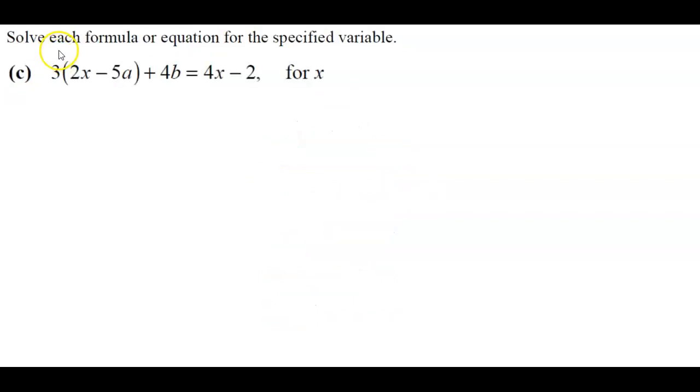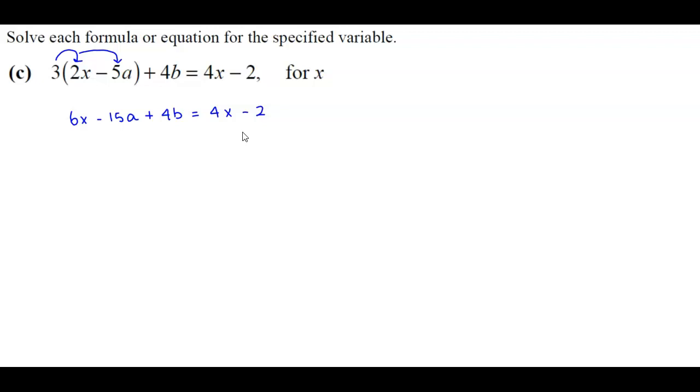Next here, we want to solve the formula or the equation for the specified variable. In this case, you want to solve for x. So you can see here that on both sides of the equation, we have an x here and an x here. So it's going to be quite similar to the previous example. But the first thing we need to do is distribute the 3 to both of those two terms. So 3 times 2x is going to give us 6x. 3 times minus 5a is going to give us minus 15a. Plus 4b, which is equal to 4x minus 2.